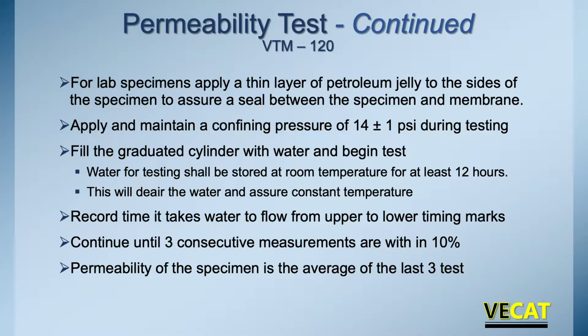Typically, that's not much more than 3 or 4 runs. If it takes more than 3 or 4 runs to get that, you probably are having some sort of leak in your permeameter apparatus and how you were sealing everything, and you may end up having to discard that sample and just run another sample. Once we've got those 3 consecutive readings within 10% of each other, we're going to average the 3 and report 1 permeability value for that particular specimen.